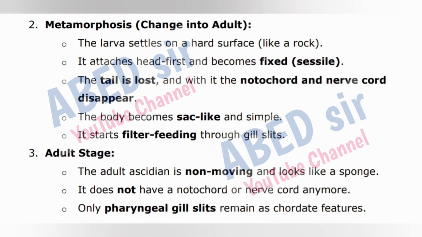2. Metamorphosis, change into adult. The larva settles on a hard surface, like a rock. It attaches headfirst and becomes fixed, sessile. The tail is lost, and with it the notochord and nerve cord disappear. The body becomes sac-like and simple. It starts filter feeding through gill slits. 3. Adult stage. The adult ascidian is non-moving and looks like a sponge. It does not have a notochord or nerve cord anymore. Only pharyngeal gill slits remain as chordate features.